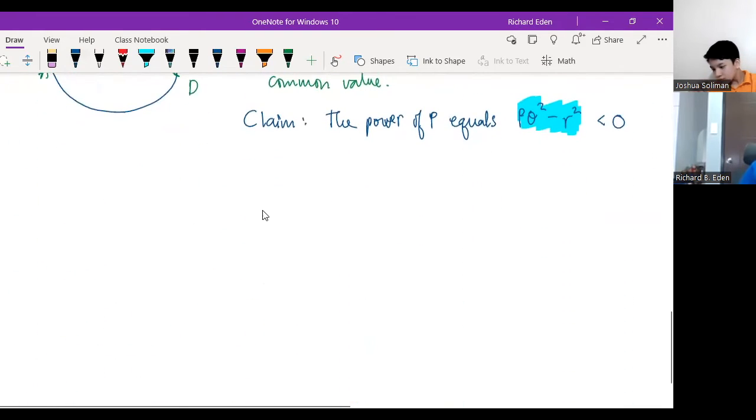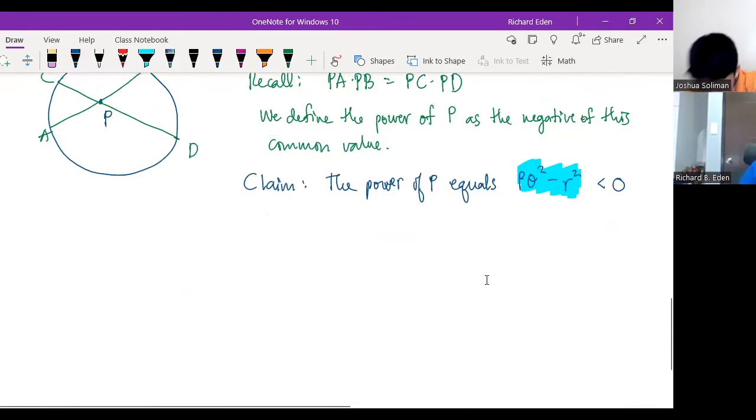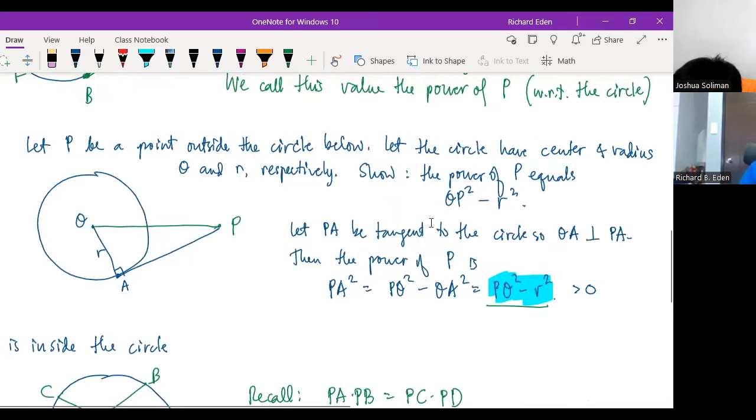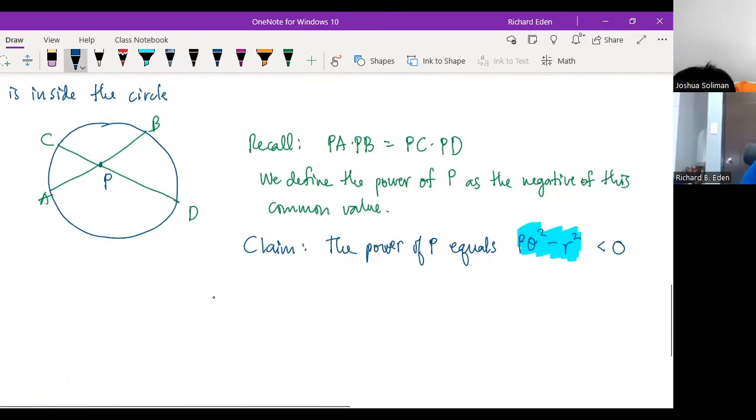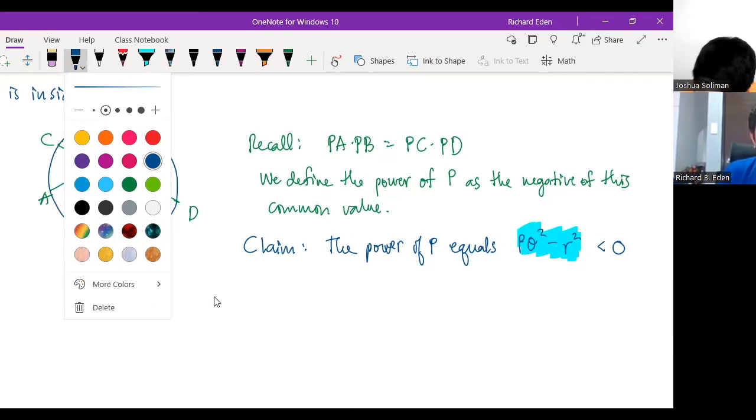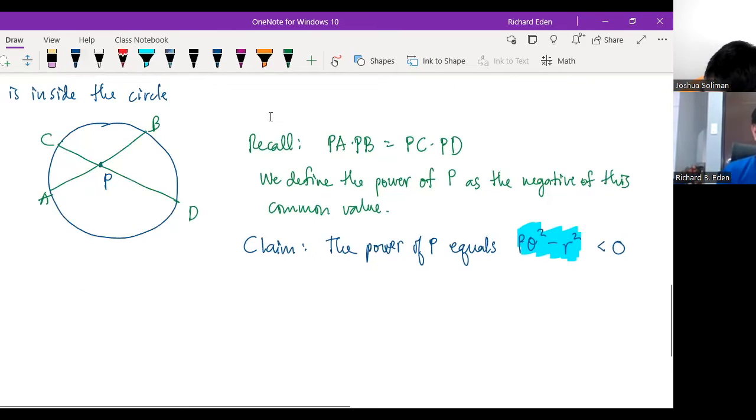But let's show why the power of P equals PO squared minus R squared, even when we are inside the circle. Let's consider a special situation. In the previous case, we considered not just any secant through P, but in particular a tangent segment PA. Now, for the case where P is inside the circle, let's draw not just any chord, but the most special chord there is: a diameter. There are infinitely many diameters, but only one diameter through point P.